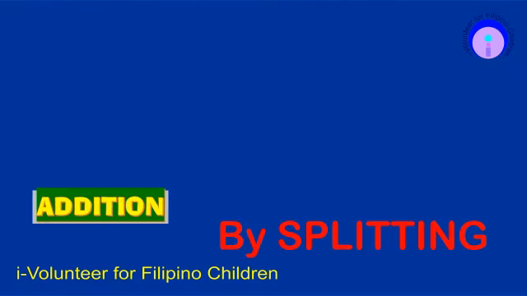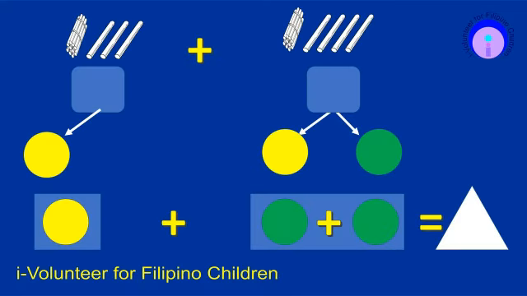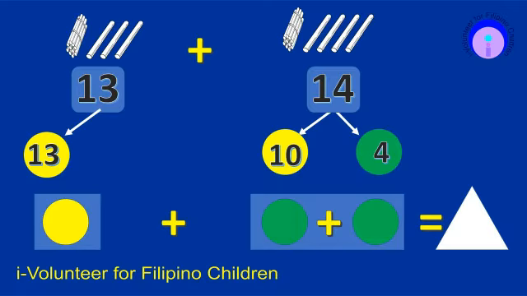The following is another technique in adding by splitting the second term. Here's another example. 13 is added to 14. The first term is not needed to split up. No need to expand the number. But for the second and the succeeding terms, they need to be expanded. 14 now becomes 10 and 4. 13 plus 10 is equal to 23 plus 4 is equal to 27.